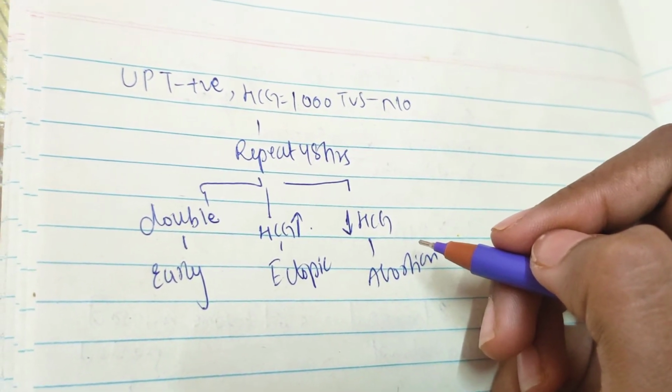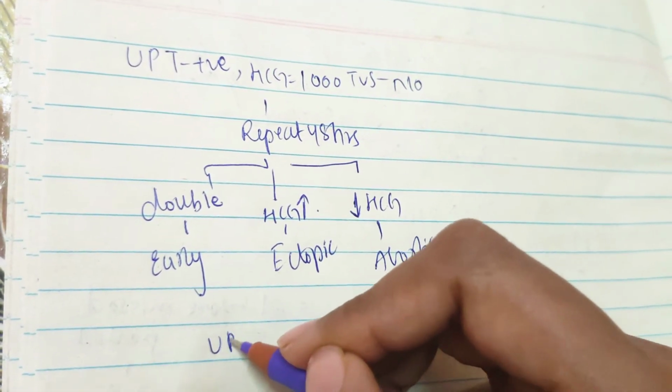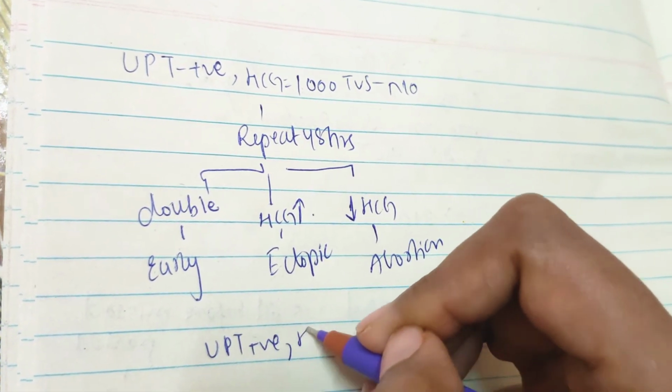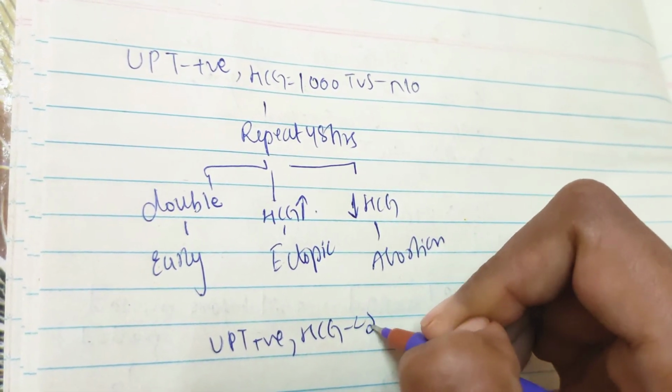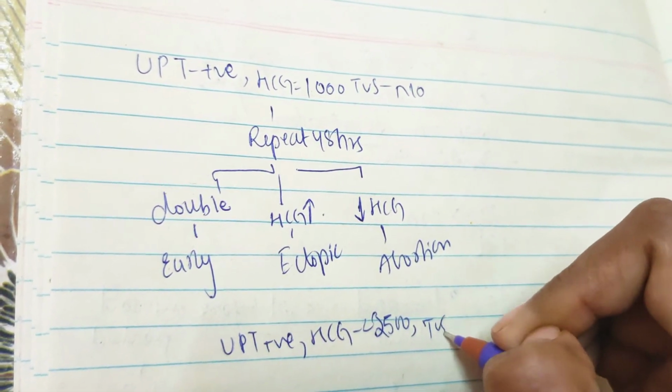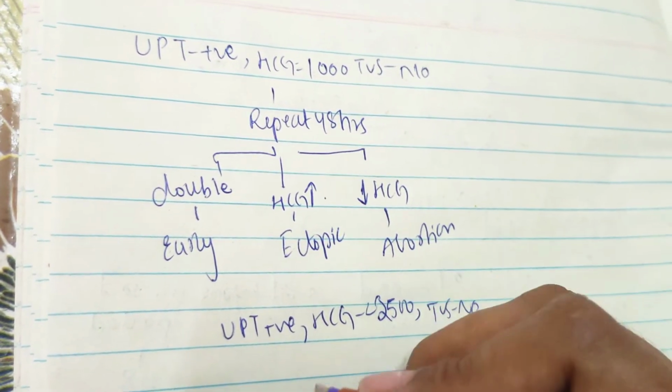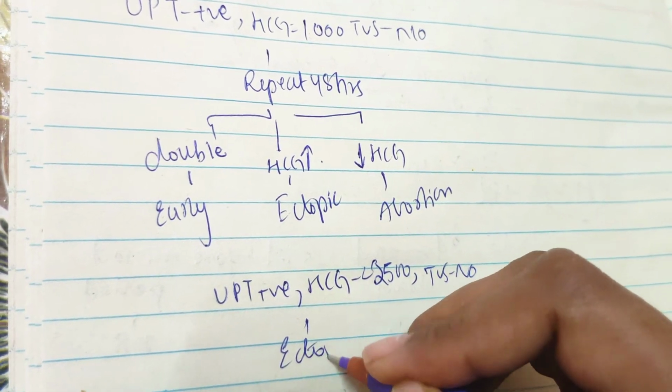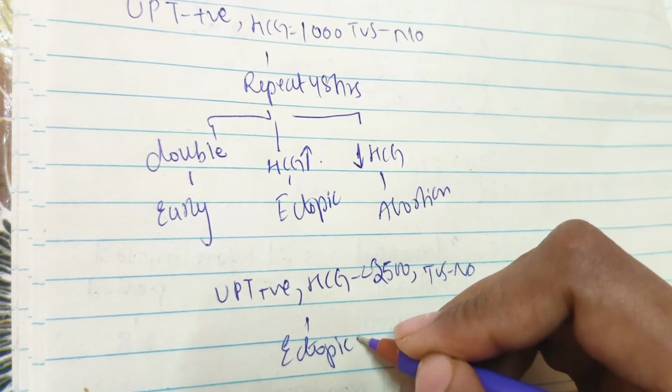Next, in another case, if UPT is positive and HCG is 2500, you can see here the value is very high, and in TVS there is no gestational sac. So clearly you can say this is ectopic pregnancy, because here the HCG value is high.